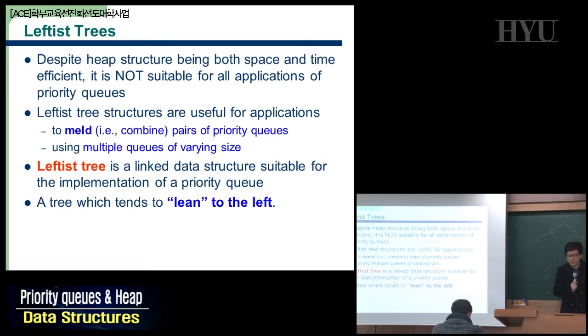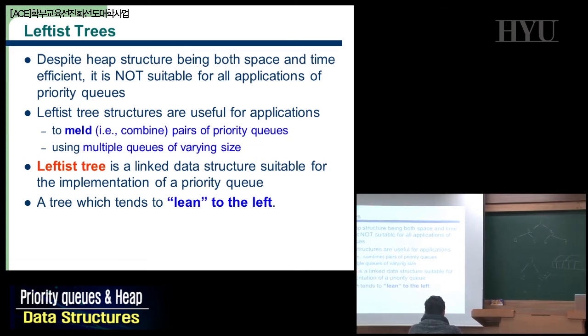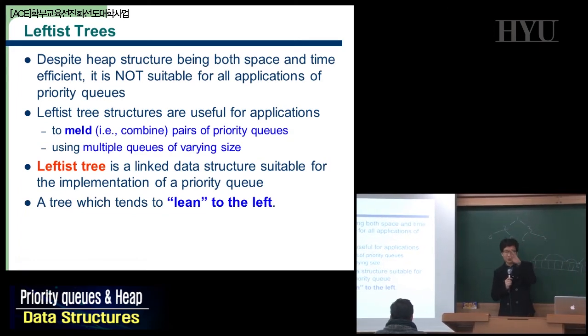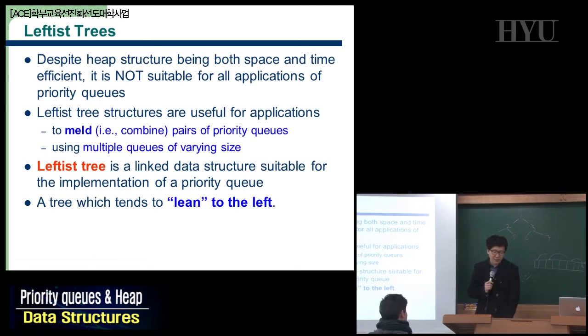Leftist tree is a linked data structure suitable for implementing a priority queue. The tree tends to lean to the left. 레프트 lean이 뭐야? 기울기 이렇게 쓱 lean to the left. 자꾸 add하고 하다 보면 자꾸 왼쪽으로만 자꾸 달리게 되는, 이렇게 많이 하게 되면 자꾸 그쪽으로 자꾸 가게 되는. 레프트 스큐, 라이트 스큐는 진짜 다 이렇게 되는 애들이고, 이것도 오래 러닝을 하다 보면 그렇게 될 수 있는데 그 정도까지는 아니고. Tends to lean to the left.